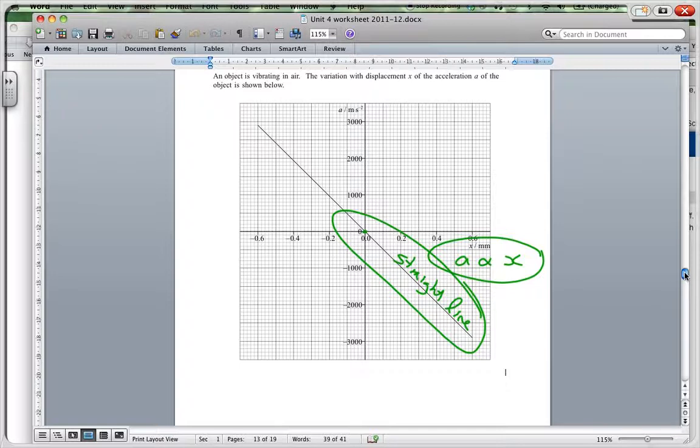And because this is a negative slope, it shows that the acceleration is always in the opposite direction to the displacement. And so that's why we get our formula, a is equal to minus omega squared x. a is proportional to this minus x value. Okay, so that would be worth 4 marks. You need to put in all those points to get your 4 marks there.